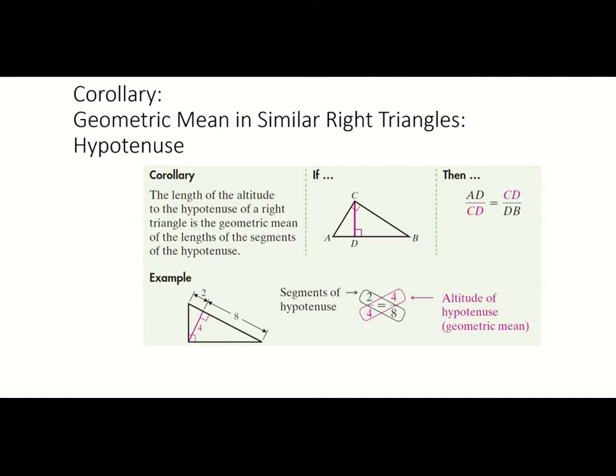So this corollary says the length of the altitude to the hypotenuse of a right triangle, so our altitude right here, is the geometric mean of the lengths of the segments of the hypotenuse. So it is the geometric mean of AD and BD. So CD is the geometric mean of AD and BD.